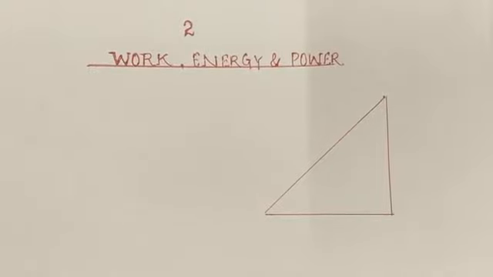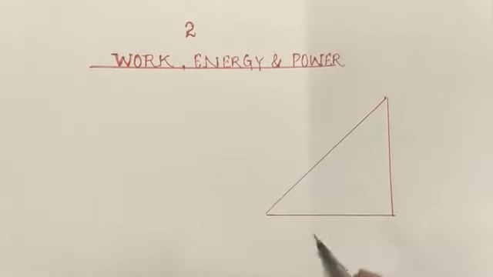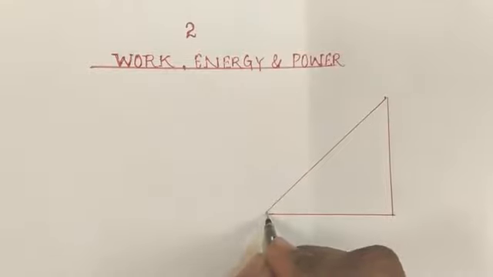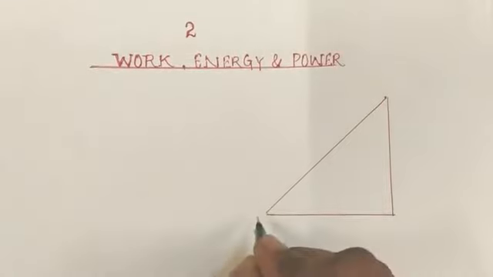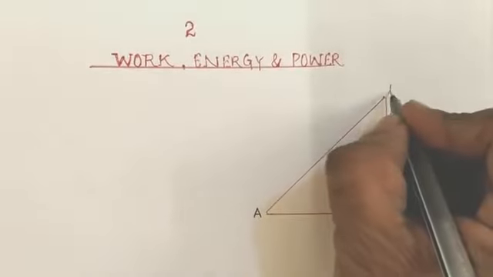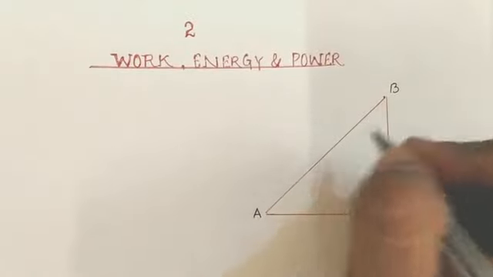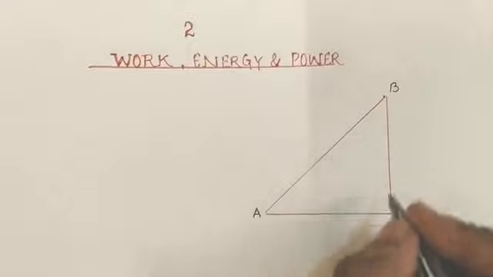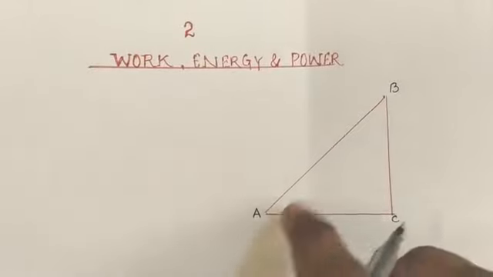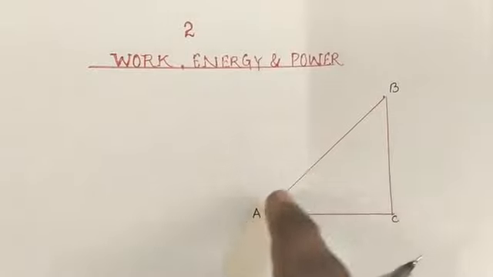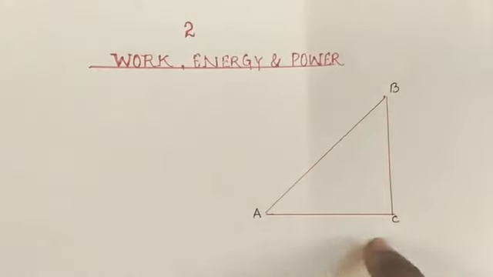Children, you have asked me in the comment section, sir, what are the components as cos theta and sin theta. Let us see here, I have drawn a triangle. You can also consider it as an inclined plane. Let us name it AB. So AB is the inclined plane, AC is the base and BC is the perpendicular.